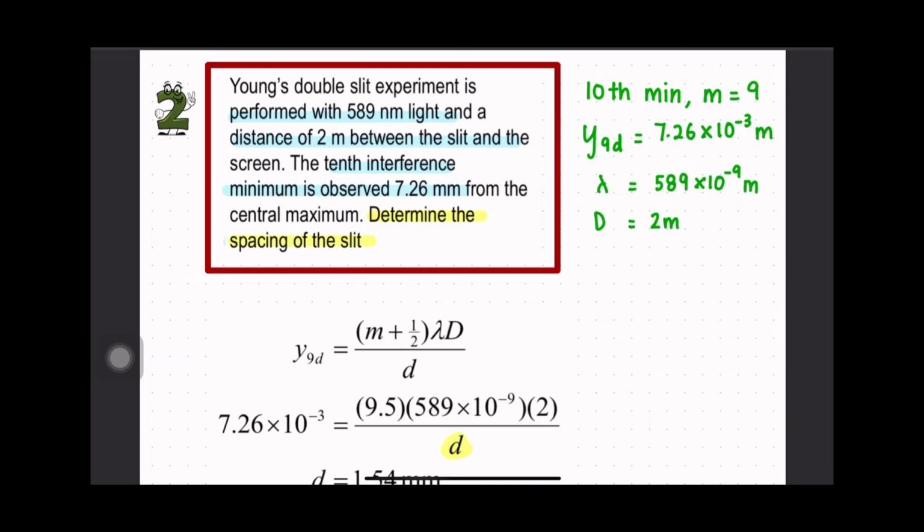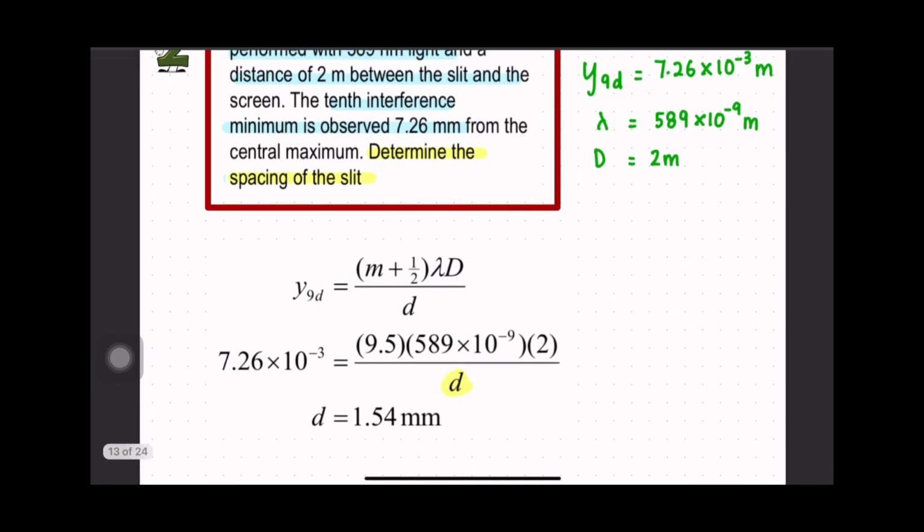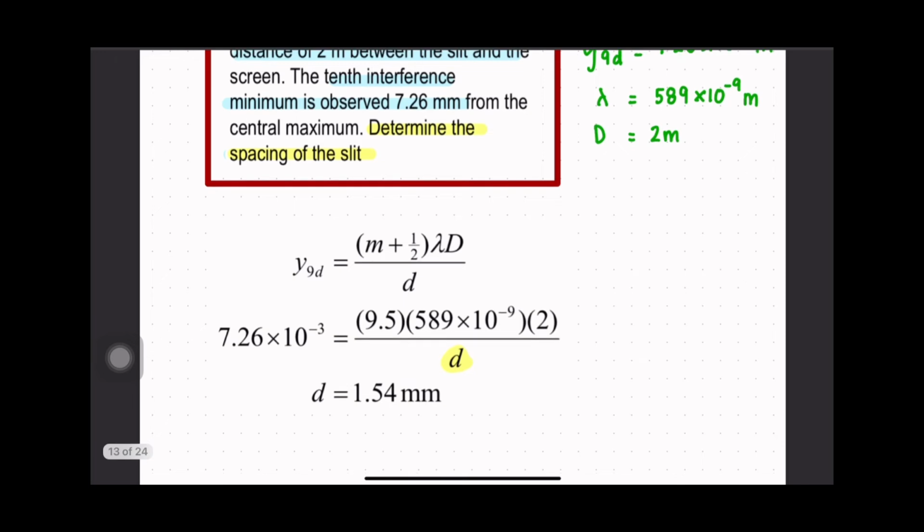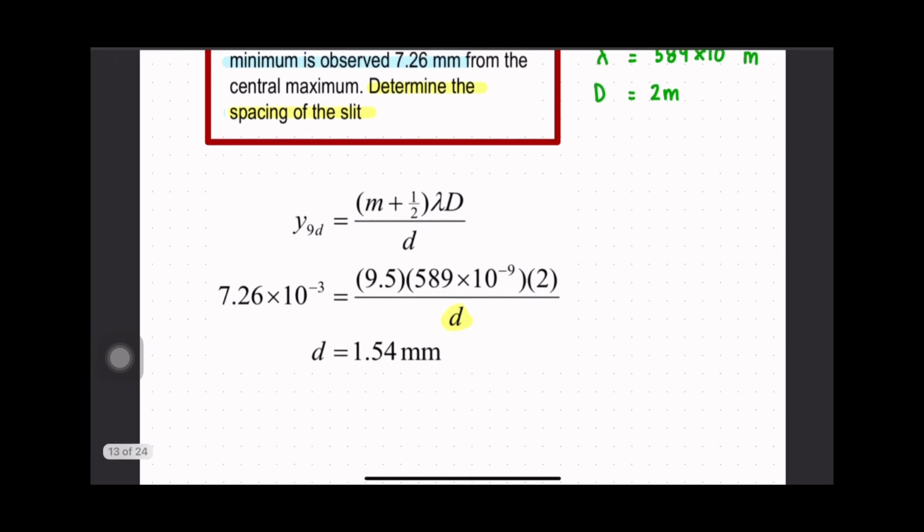Minimum bermaksud dark. Okay, so kita akan guna formula untuk dark lah yang (m plus half) lambda D over d. So substitute the value. So kita nak cari slit spacing. Slit spacing maksudnya slit separation between two slits lah. So dia adalah 1.54 millimeter.